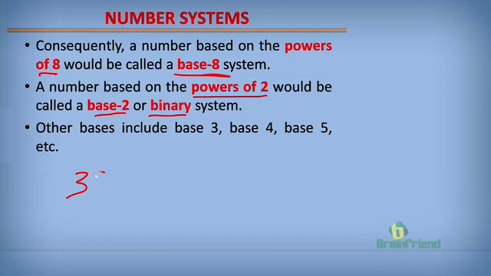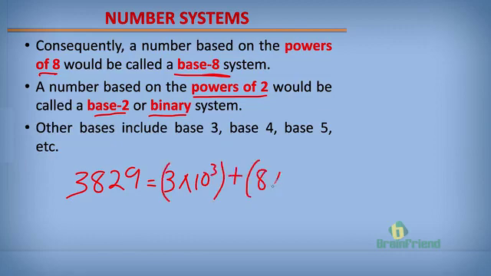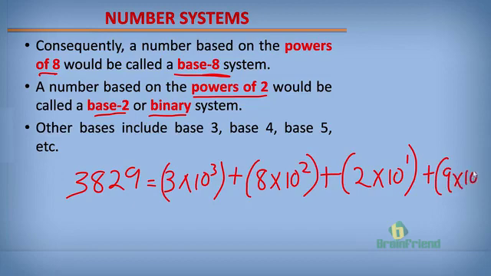So for instance, if I had 3829, and rather than writing it, I write 3 times 10 raised to the power 3 plus 8 times 10 raised to the power 2 plus 2 times 10 raised to the power 1 plus 9 times 10 raised to the power 0. Now because it has 10, as we said earlier, this is a base 10 number. But what if this number had 8 or 2 as the base, as we have said here? That means this number will no longer be in base 10, but rather it will be a base 2 or base 8 system number, that is, based on the powers of the number.